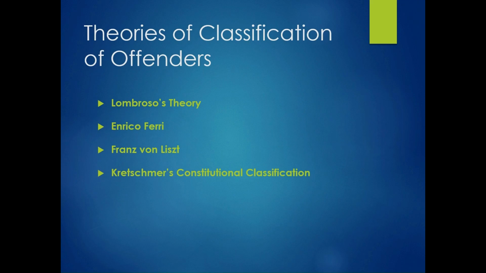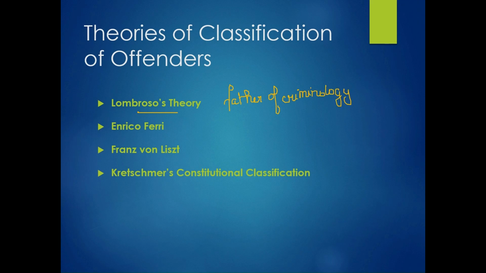Now let's come to the real part of the whole unit, which is theories of classification of offenders. Many scholars have tried to explain why people become criminals and how to classify them. We'll study four key theories here. First is Lombroso's theory. Lombroso is also called the father of criminology.